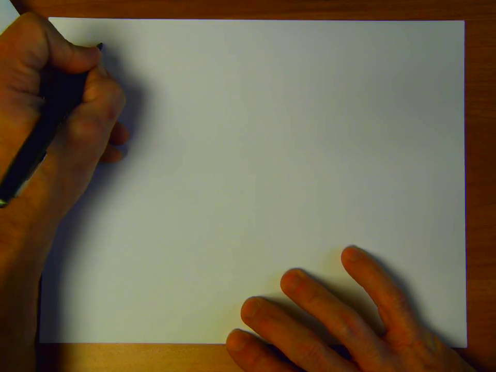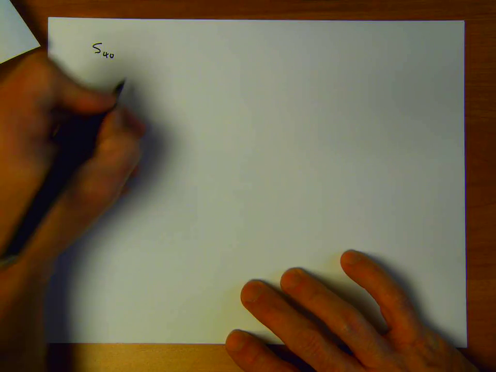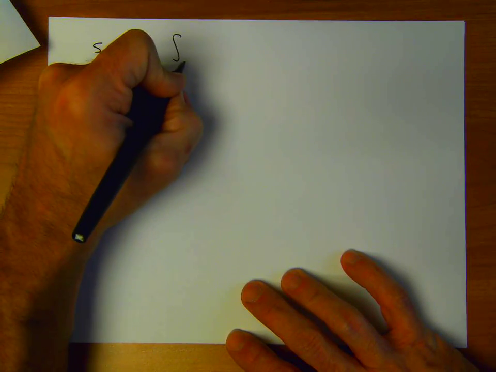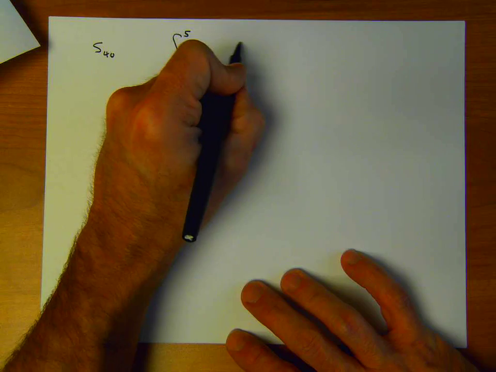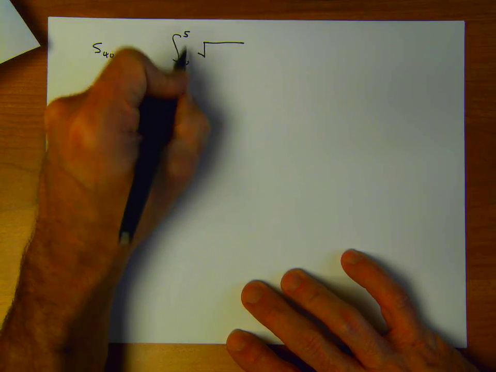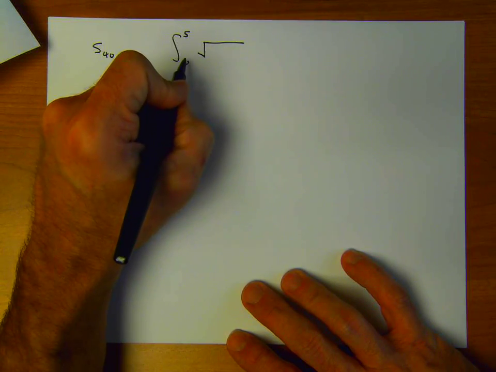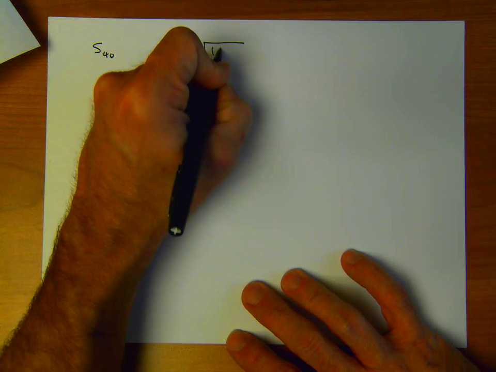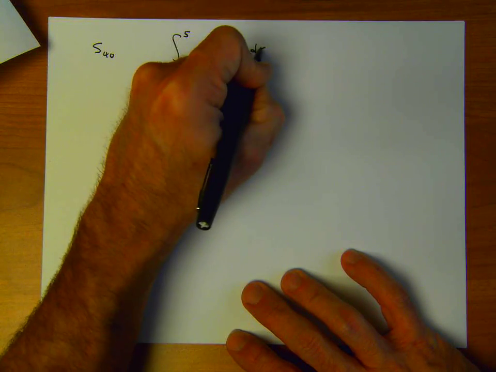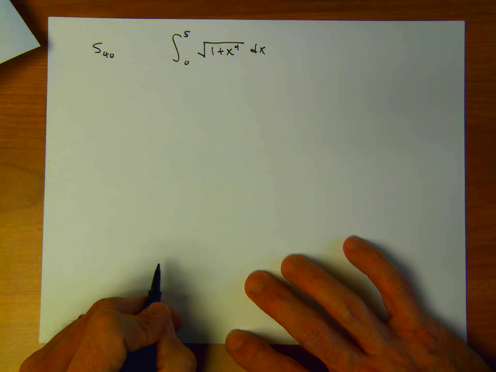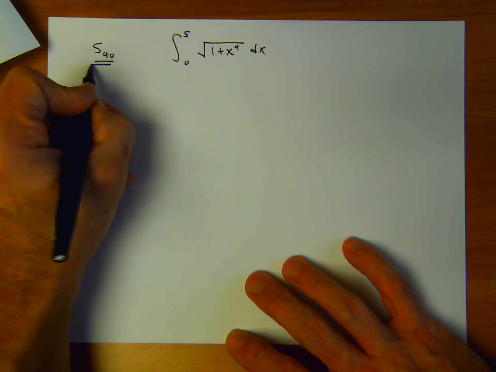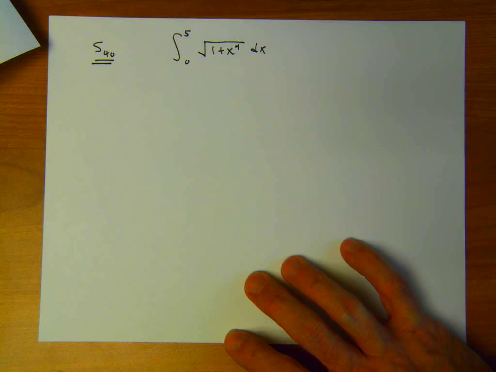All right, last one then. We're going to find a bound for the error. This is number 43 in the text. We want to use S40 to approximate this integral. So we're looking along the interval from 0 to 5 on the x-axis of 1 plus x to the 4th, and we want to see what the bound for the error would be if I used 40 partitions of Simpson's rule.